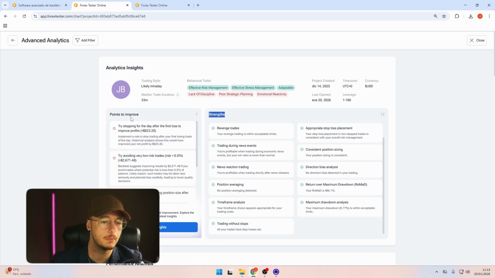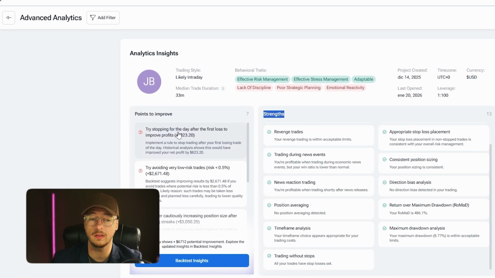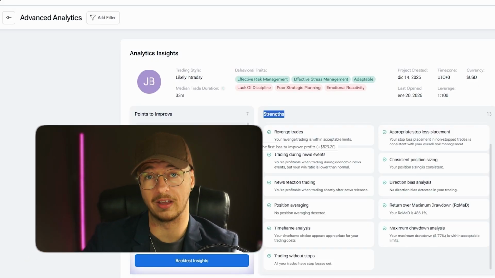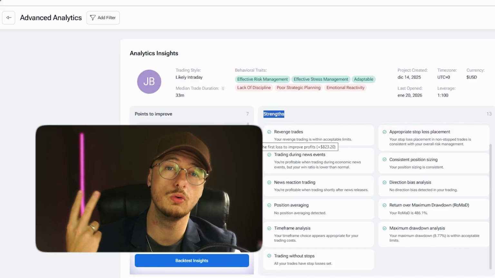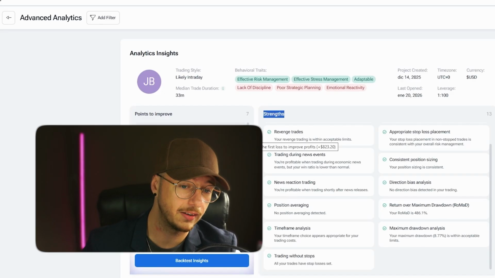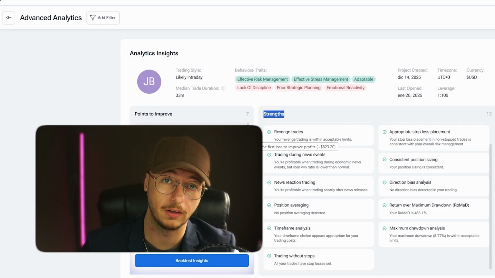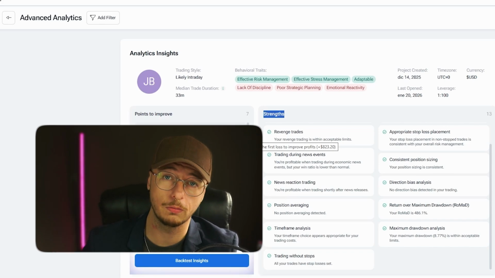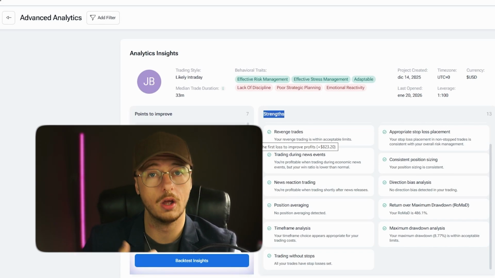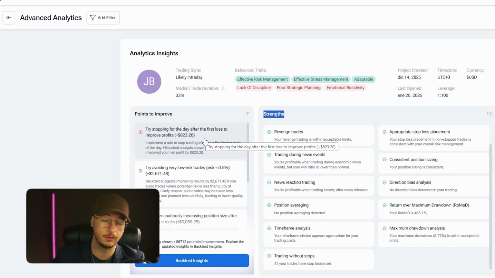So say, points to improve: try stopping for the day after the first loss to improve profits. Why? Because in this strategy I was taking 2 trades a day, and it's basically saying that if I avoid the second trade, then I'll make more profit. And the funny thing is that first of all, I thought that this second trade was giving me more benefit, but as you can see here, it's not.